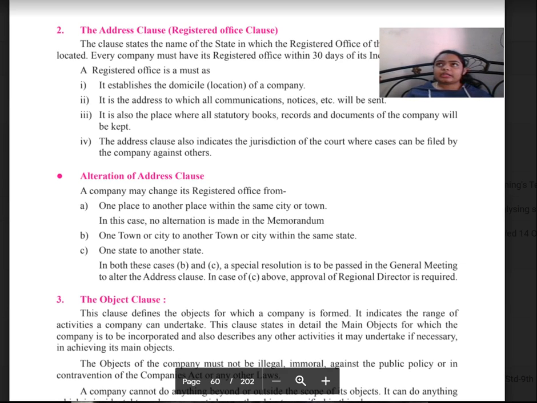So, in the cases of B and C, a special resolution is passed in the general meeting to alter the address clause, and in case of C, the approval of the regional director is required. So these were the points related to the address clause. Now in the next class we shall be starting with the objects clause.